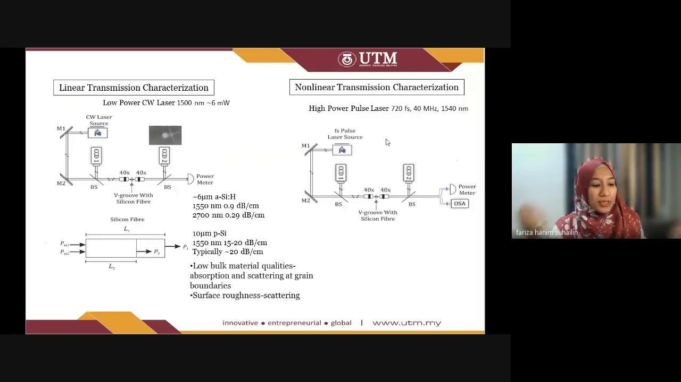Next, of course, when we receive the fibers, we need to do linear and nonlinear transmission characterizations. With this short length of fibers, everything needs to be in free space. You need to do laser alignments, and you need to couple light to the core of the optical fibers. So this is a free space arrangement to characterize both linear and nonlinear transmission properties of the optical fibers, where, as I told you before, for the linear effect, everything can be done with continuous lasers, 6 milliwatt of average power.